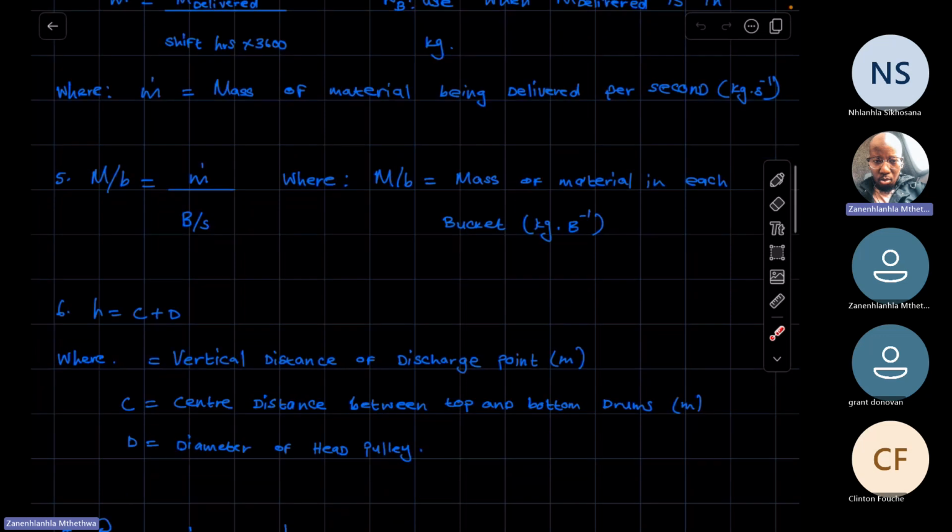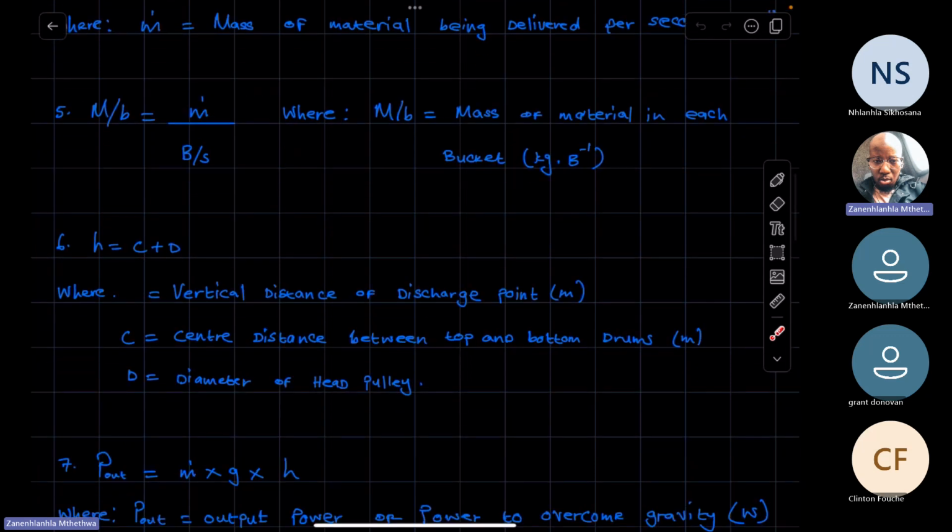And then you have H. H is the vertical distance of the discharge point.